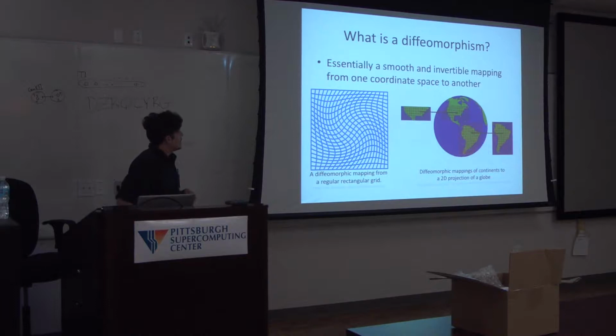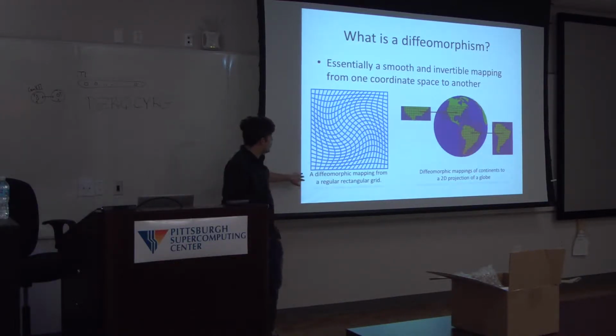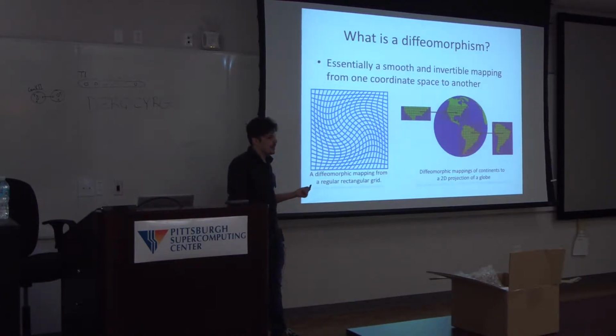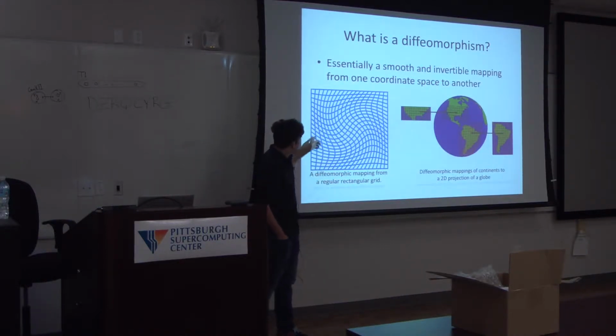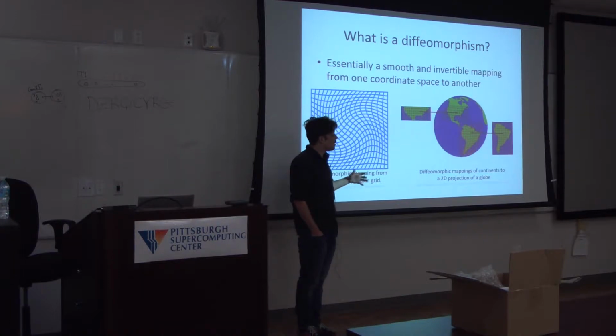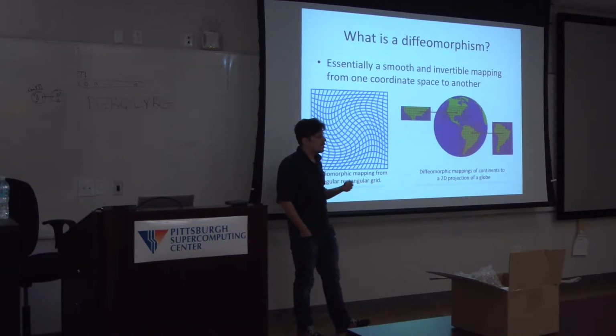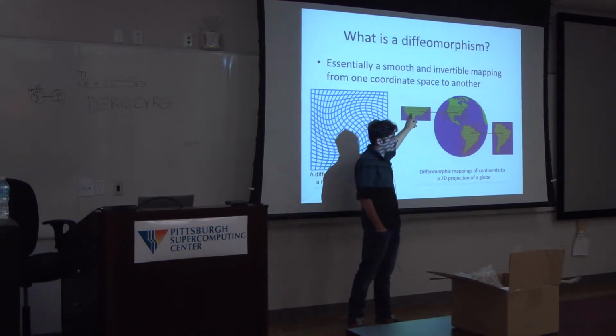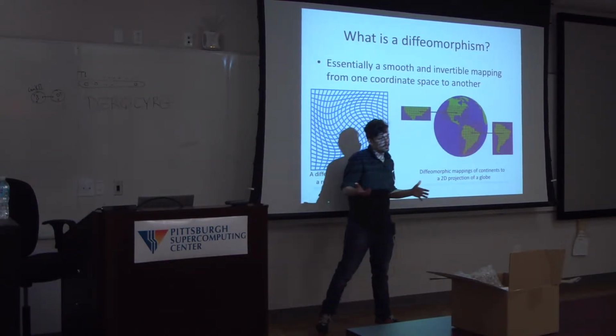A diffeomorphism is a smooth and invertible mapping from one coordinate space to another. So here's a diffeomorphic mapping from a regular rectangular grid. Any point on this screwy surface corresponds to a position on a rectangular grid of the same topology. As well, you can think of, if you look at a globe or a page from an atlas, you can find a mapping from the globe to any coordinate on a two-dimensional map.